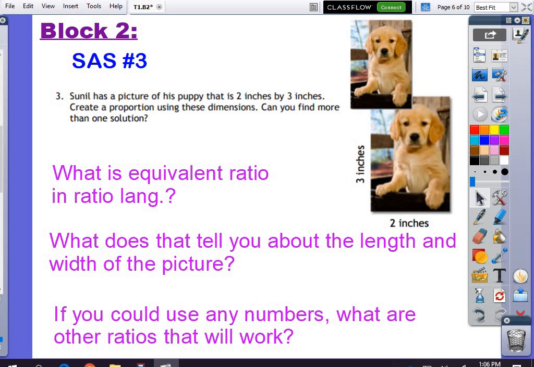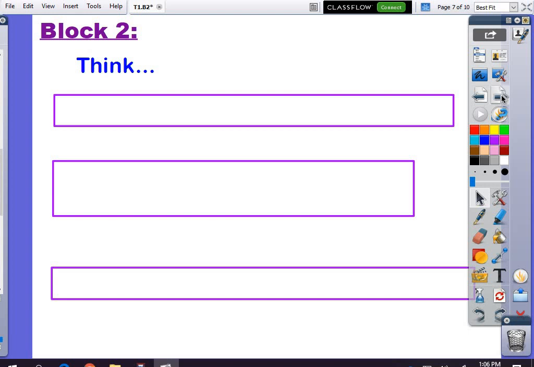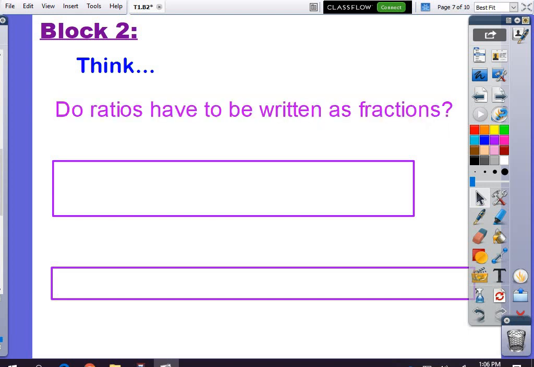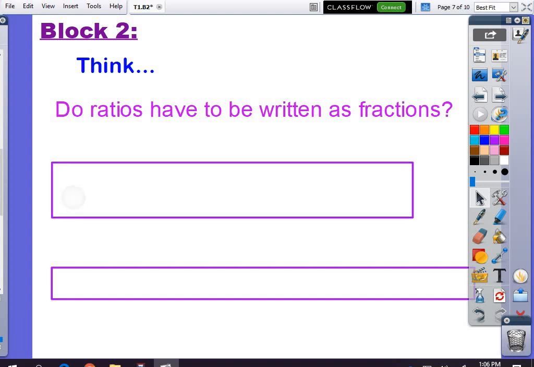I'm going to see if I go to the slide or if I go to this one. We go to this one. So now we've got to think. Do ratios have to be written as fractions? No, they don't. They do not. Why do we sometimes write them as fractions? Because it's kind of easier for us.